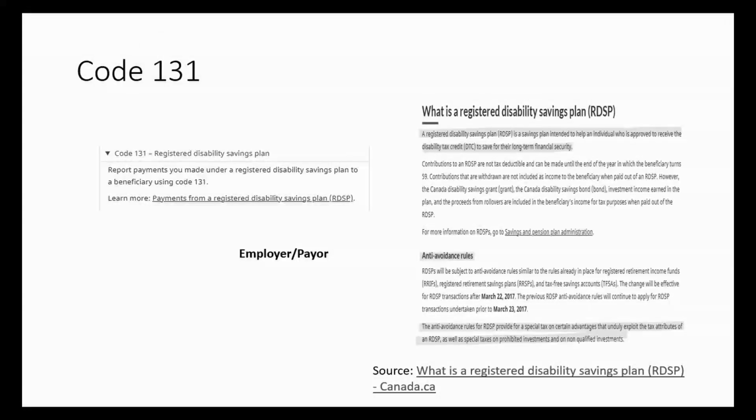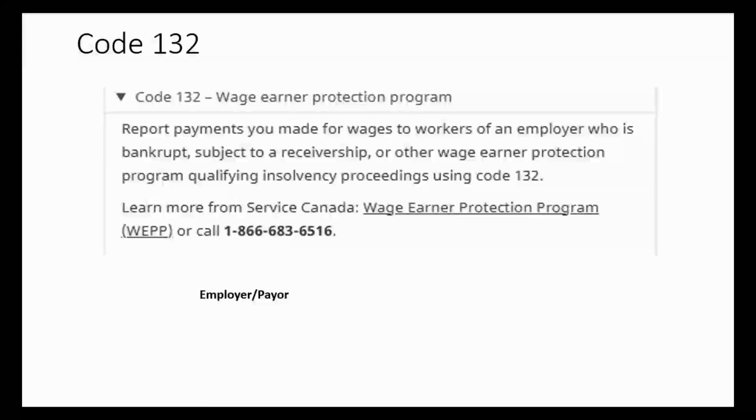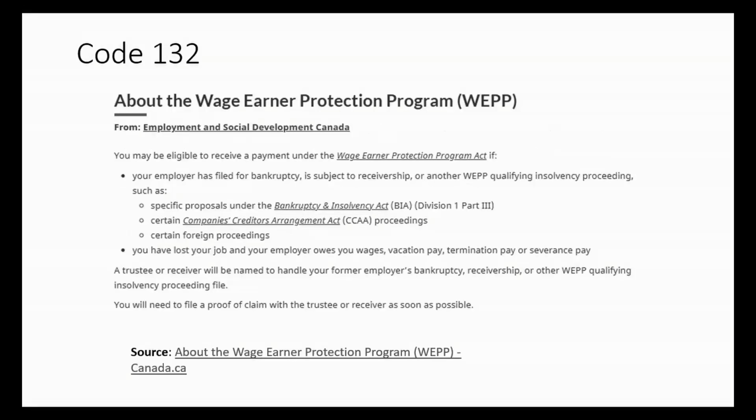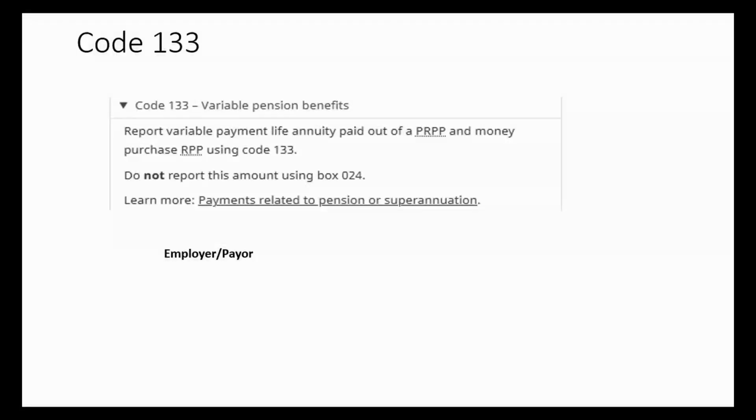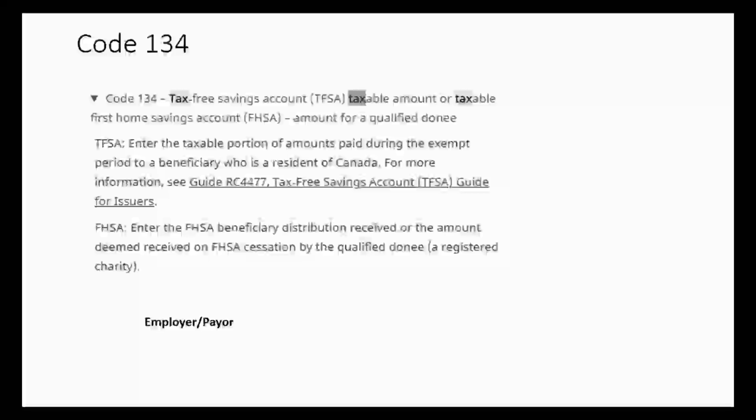It's a savings plan intended to help an individual who is approved to receive the DTC to save for their long-term financial security. Code 132, wage earner protection program. This is reporting payments you made for wages to workers of an employer who is bankrupt. Code 133, variable pension benefits. We talked about VBP.